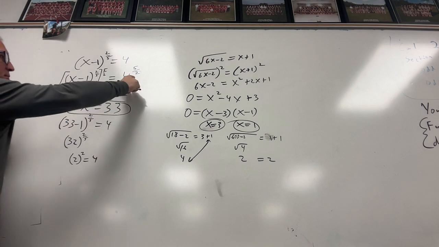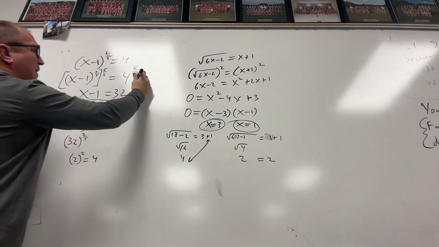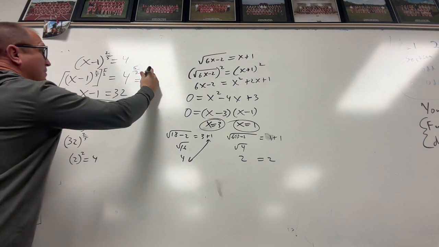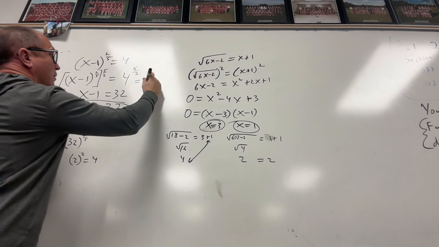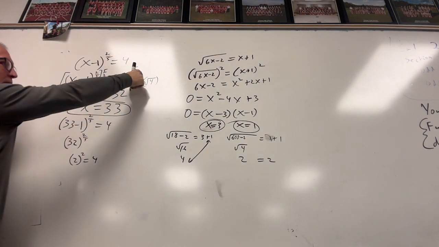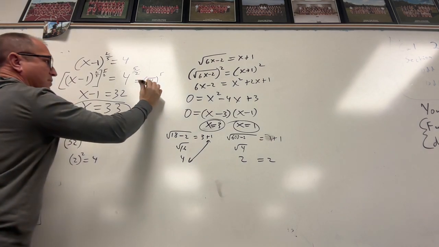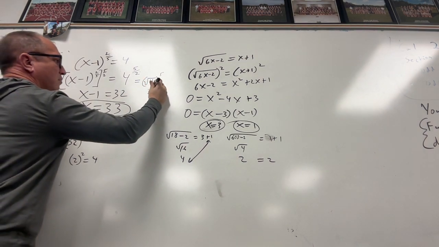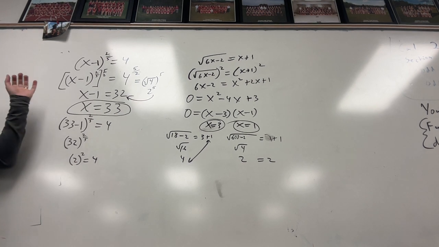This 32 came about by this, and I'm going to rewrite this as the square root of 4, because that's what the 2 in the denominator refers to, the square root of 4 to the 5th power. And because the square root of 4 is 2, we get 2 to the 5th power, which is that 32. Okay. Did that answer what you were asking? Okay. Any other question here?